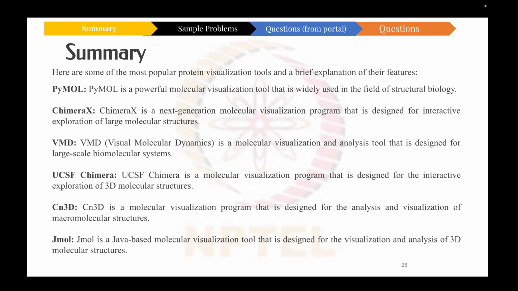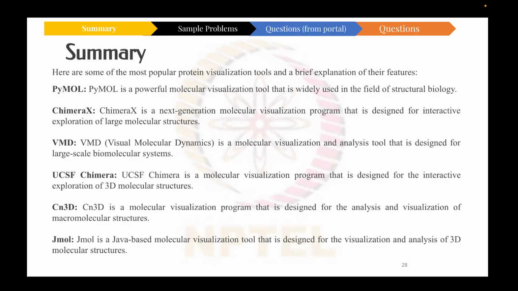Then we have UCSF Chimera, which is also a tool designed for interactive exploration of 3D molecular structures. It includes a wide range of features including support for multiple graphic cards and MD simulation. Others we have are Cn3D and Jmol. Jmol is a Java based visualization tool designed for visualization and analysis of 3D molecular structures. Jmol is compatible with many PHP based, HTML based and Apache based web servers.